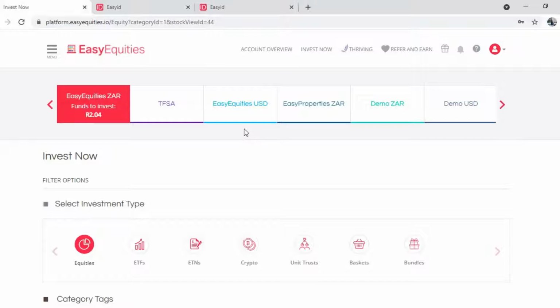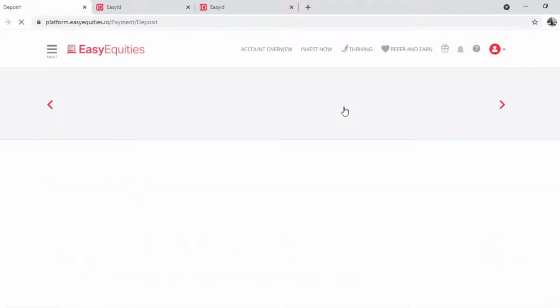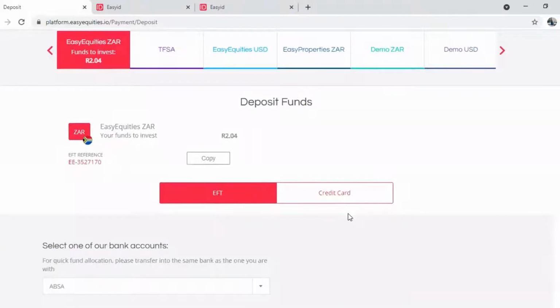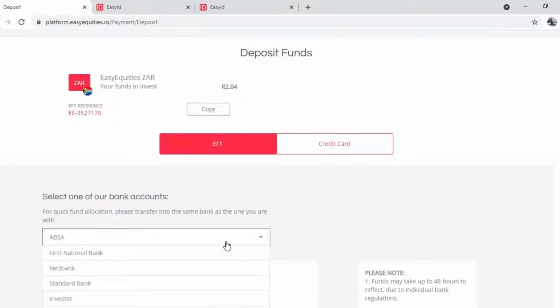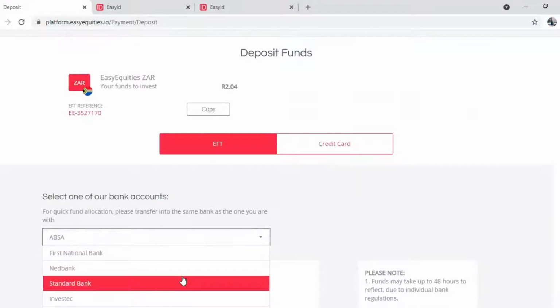Okay, so you will then go to your menu and click under deposits. This is where you're going to have to put in money. Currently I have R2.04. You might be on R0.00 if you are joining Easy Equities for the first time. You can pay via EFT or credit card. With your EFT, you have different banks that you can use. You need to select the bank that you are with, right? Standard Bank, Nedbank, Capitec, a whole lot of them.